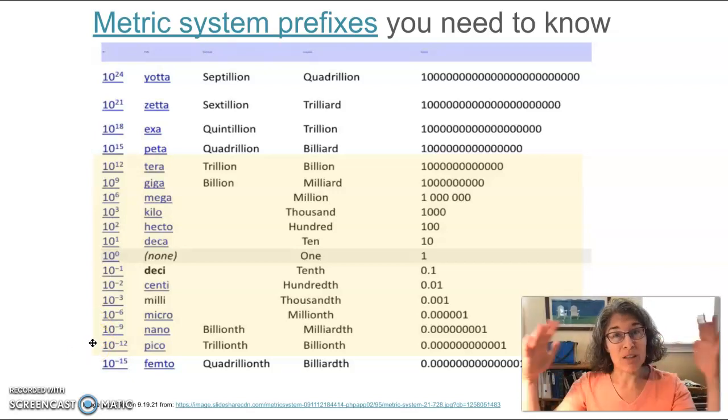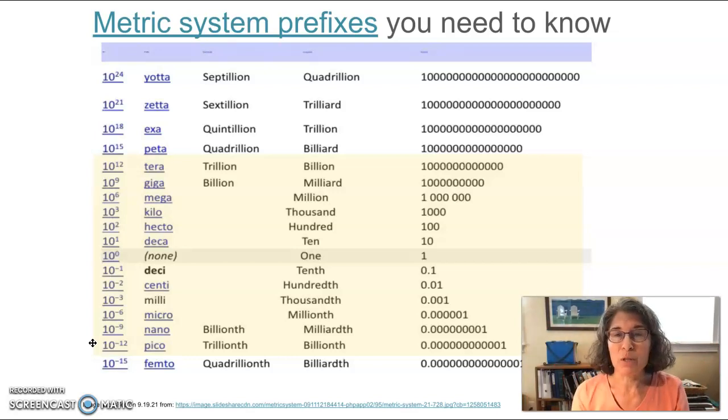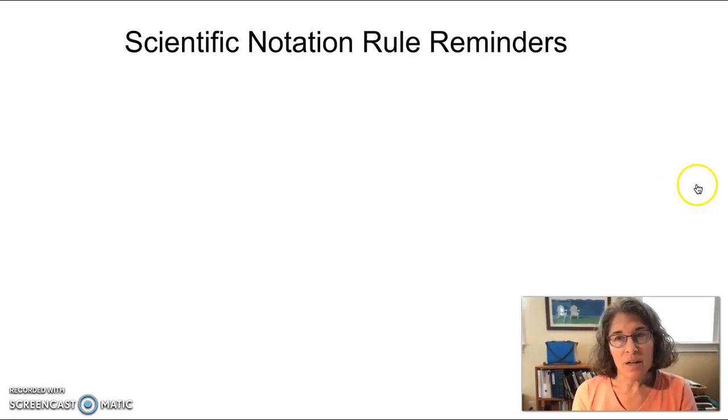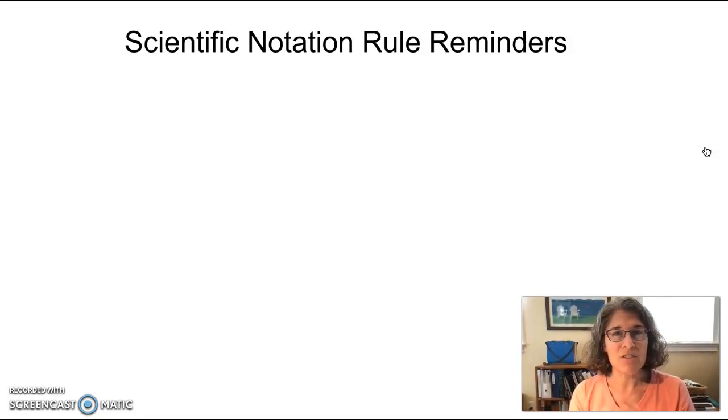So we're going to be dealing with very large and very small values throughout this course. So those are the ones that you're going to need to memorize. In terms of scientific notation, I also want to remind you of a couple of rules so that you can apply scientific notation in a way that's going to help you do calculations. You will have access to a calculator on the AP exam, but you can also save yourself a lot of time and headache and a lot of math errors if you actually use scientific notation.